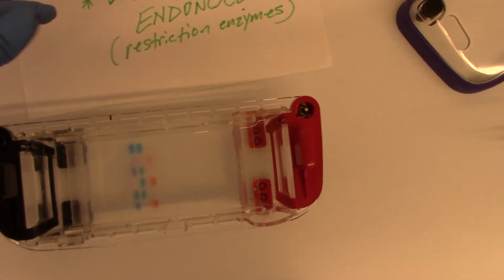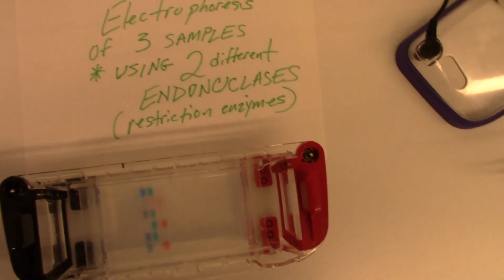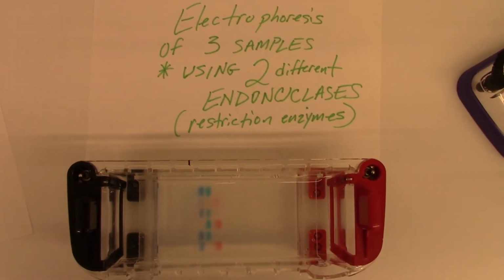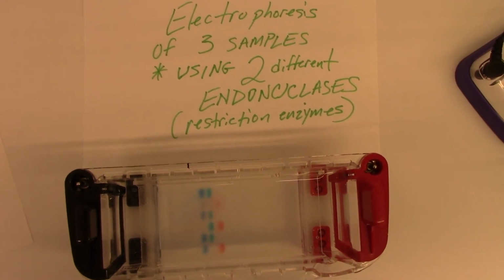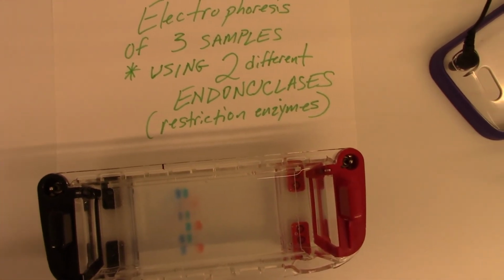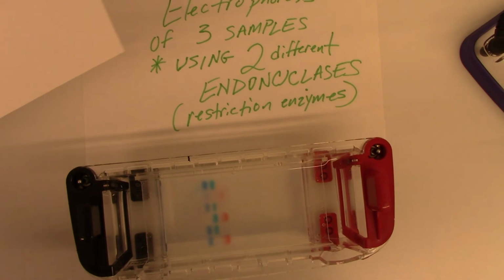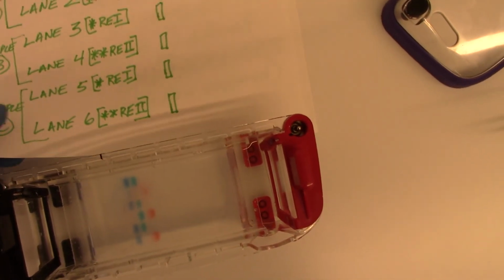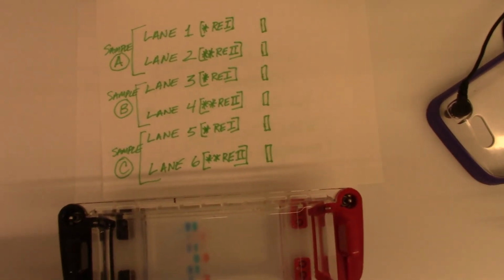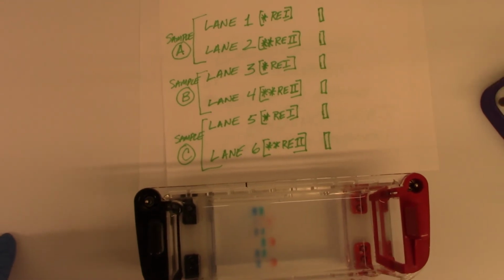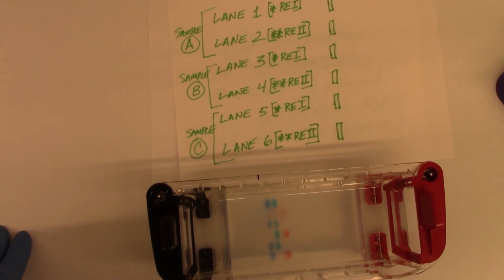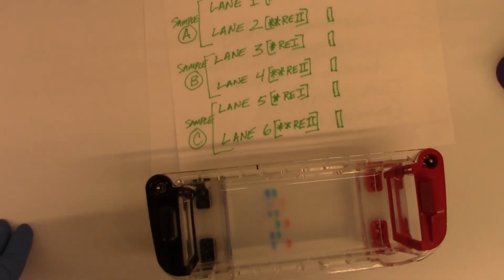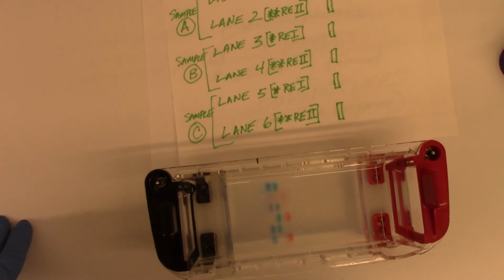So this is an example again of electrophoresis, but in this case electrophoresis of 3 samples using 2 different endonucleases to create some resolution of the 3 samples. Our samples again were cut, lanes 1, 3, and 5 with restriction enzyme 1. Those were sample A, B, and C.